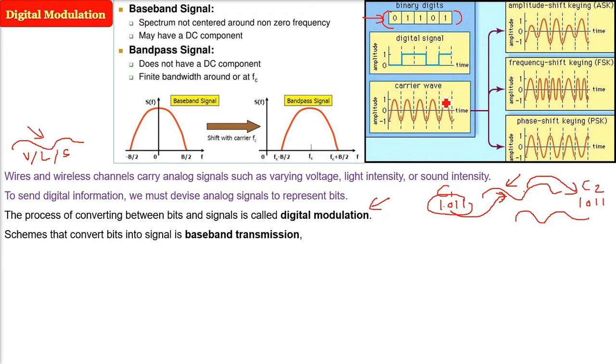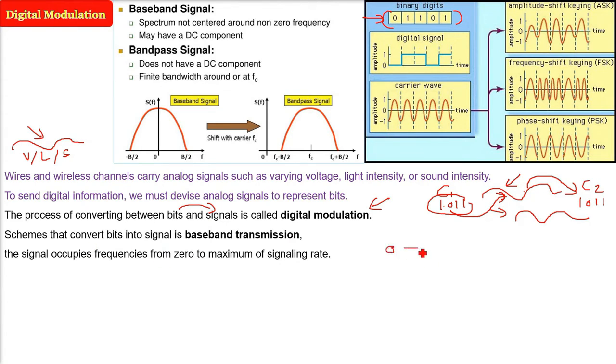There are various schemes that convert these bits into signal, and these are called baseband transmission. I told you about baseband signals. The schemes that convert bits into signal are baseband transmission. And what is the basic thing? The signal here will occupy frequencies from 0 to a certain maximum signaling rate. Let us write it as max. This is the baseband signal. It is very common for wires, coaxial cable, twisted pair.